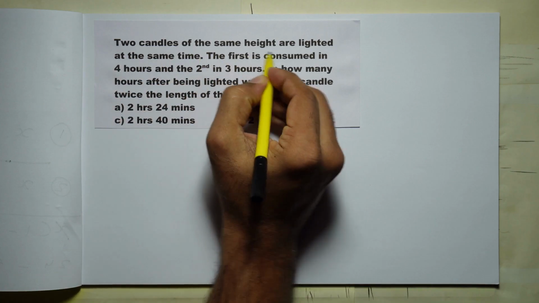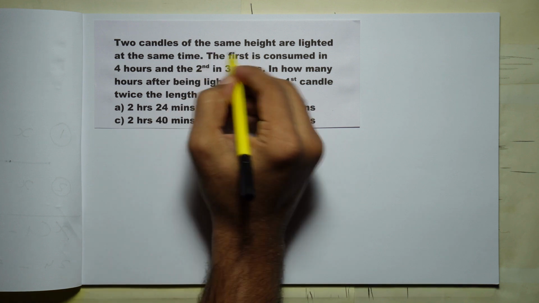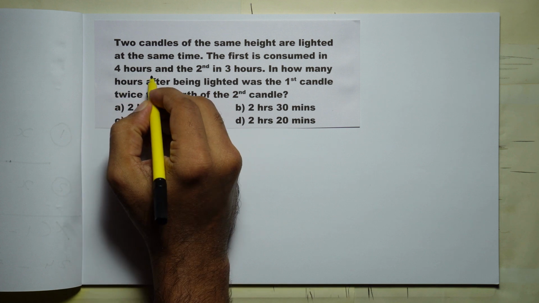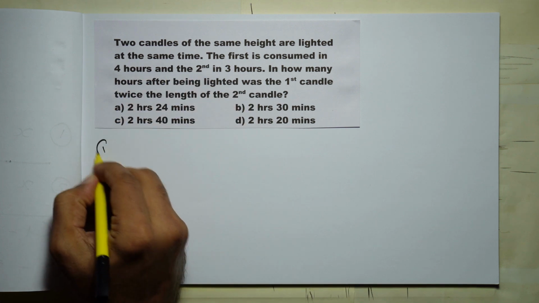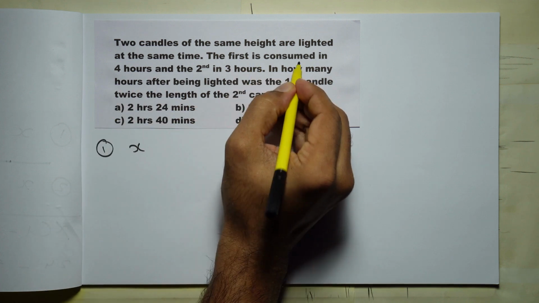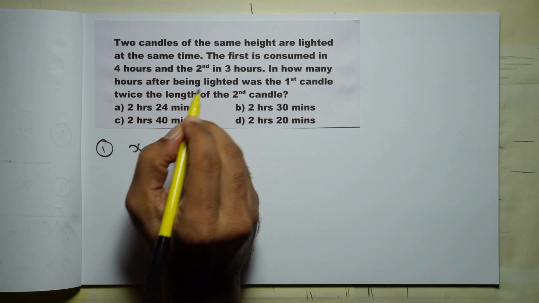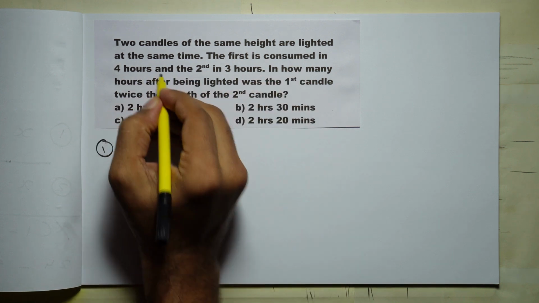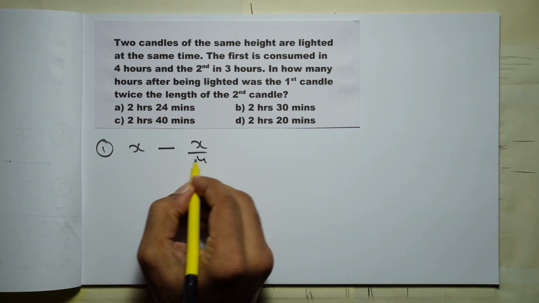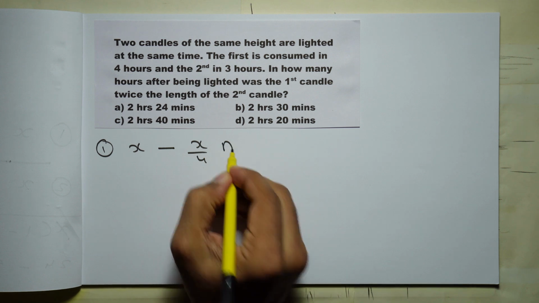Two candles of the same height are lighted at the same time. Now they are of the same height, so we will assume that the height is x. The first is consumed in 4 hours. So we'll just form the equation for the first candle. Now the initial height is x and it was fully consumed in 4 hours, which means every hour 1/4 of the height is removed, or every hour 1/4 of the height is consumed. So at the end of 1 hour, x/4 of the height will be removed. Like that for n hours.